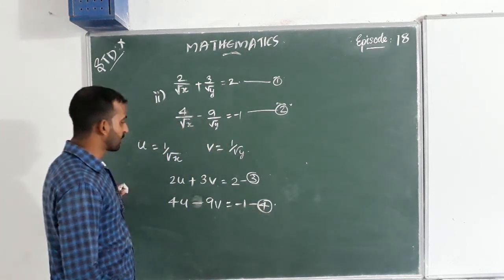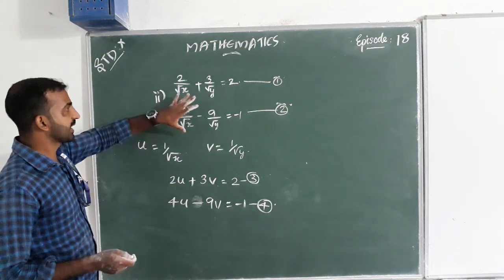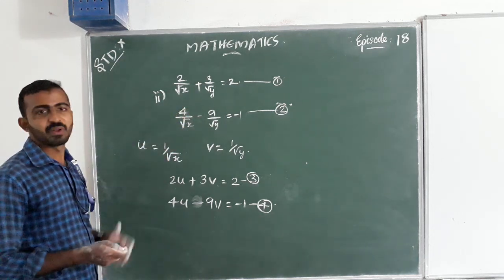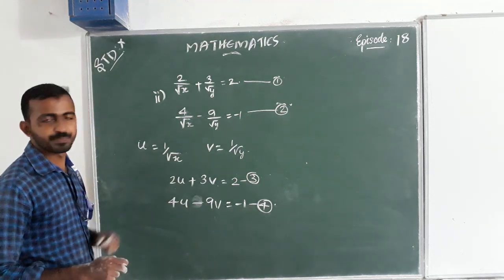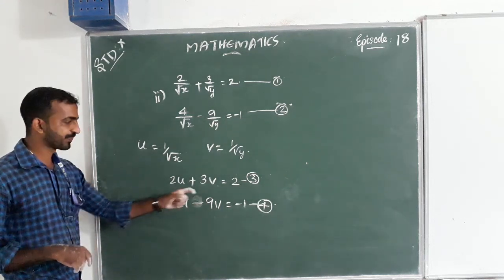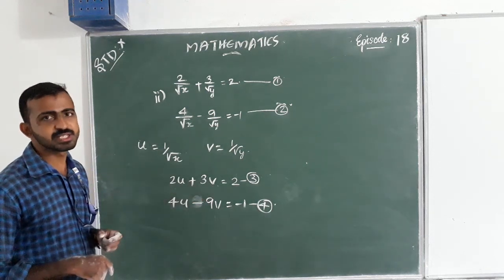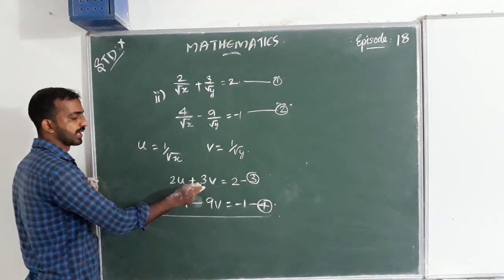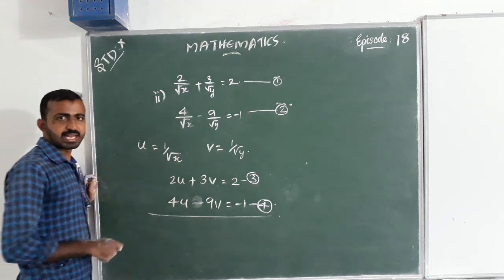And we want to eliminate one term. Here is 2u and here is 4u. Here our question has 1 by root x and 1 by root x the same, so the calculation is very simple. We want to eliminate the coefficient of u or v. Here, for a change, we eliminate the coefficient of v. Okay, are you ready? What is the least common multiple? 9 is a multiple of 3.